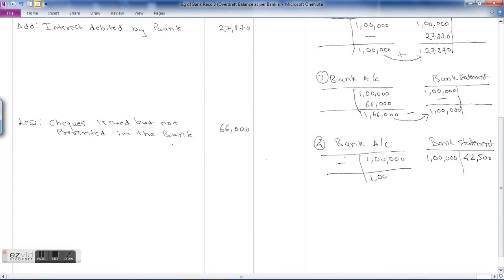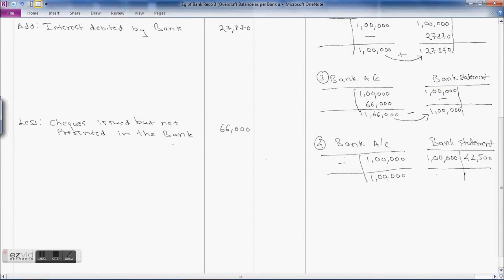So what has happened? It has become 1 lakh, and here the balance has reduced. So what is the balance now? 1 lakh minus 42,500. So balance comes to 57,500. So we have to go from bank account to bank statement. So what we have to do? We have to reduce 42,500 in our bank reconciliation. So less.